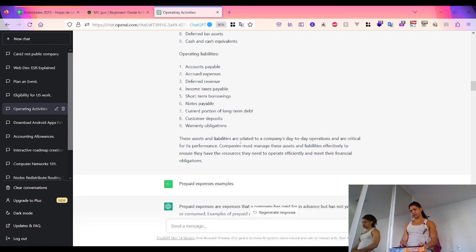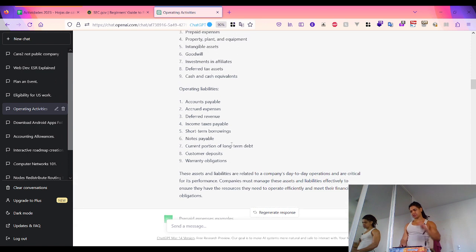These assets and liabilities are related to a company's day-to-day operations and are critical for its performance. A company must manage these assets and liabilities efficiently to ensure it has the resources it needs to operate effectively and efficiently, and meet its financial obligations.